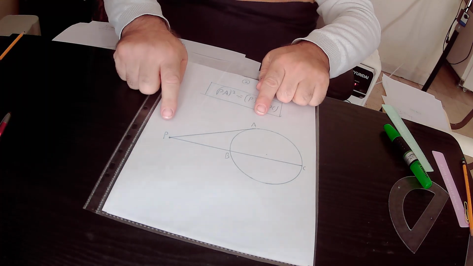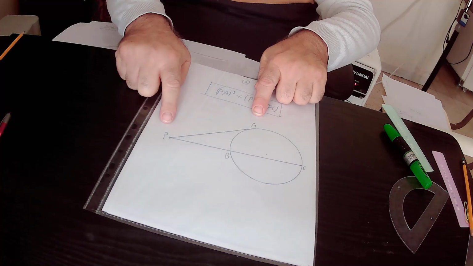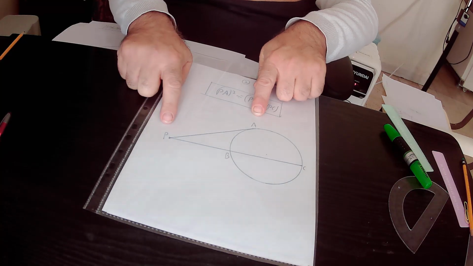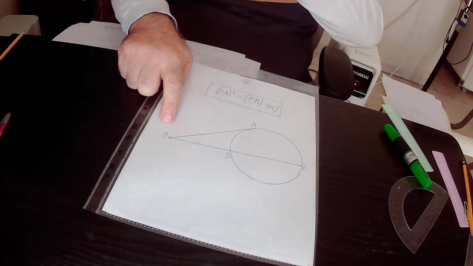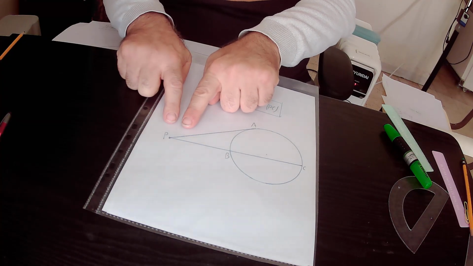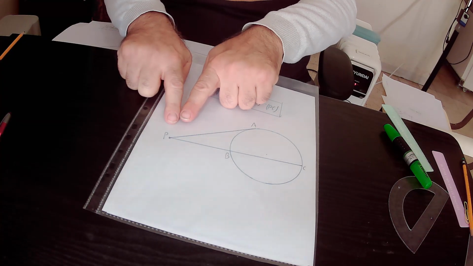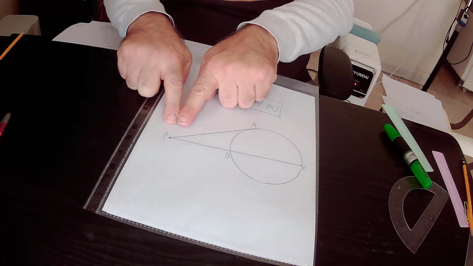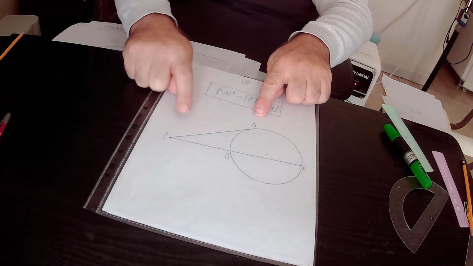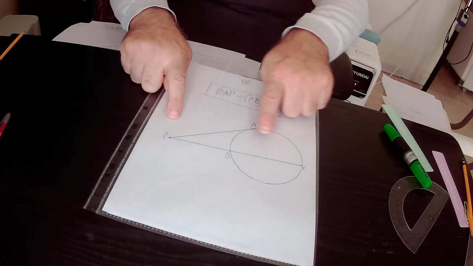PA is the length of this tangent. Therefore, PA squared is the square of the tangent PA, and it equals the product of the external part of this secant, that is PB, times the length of the secant in total, that is PC. Or PB times PC equals PA squared. Again, PA squared equals PB times PC.